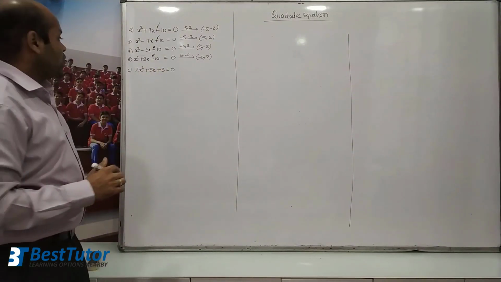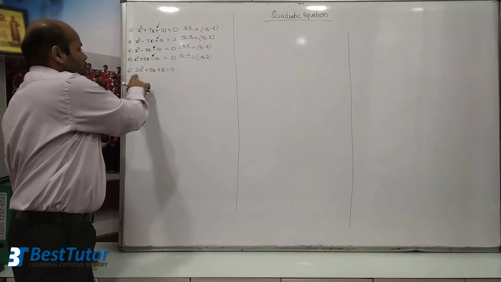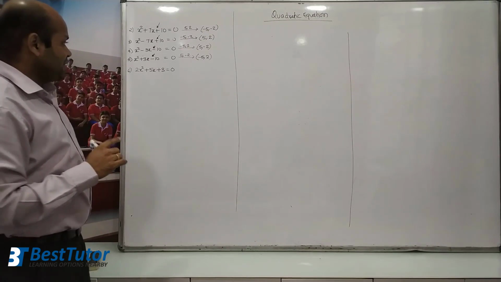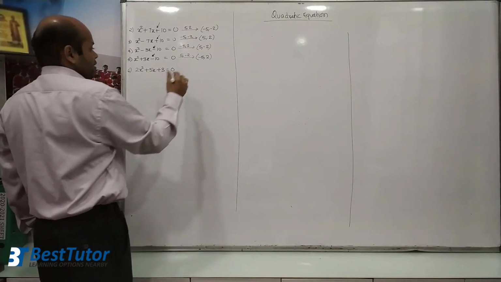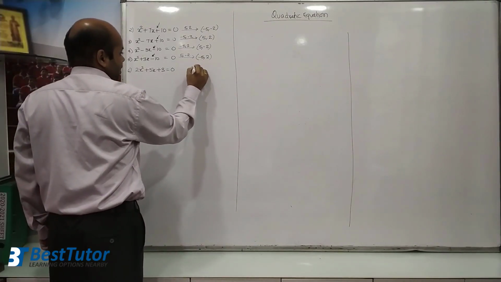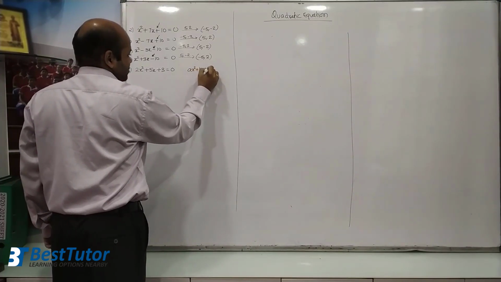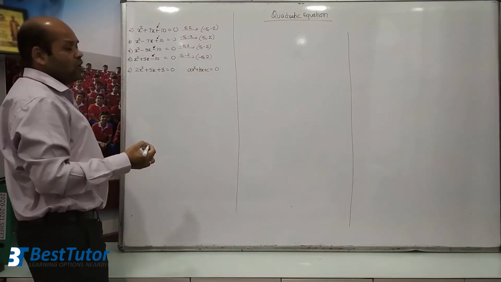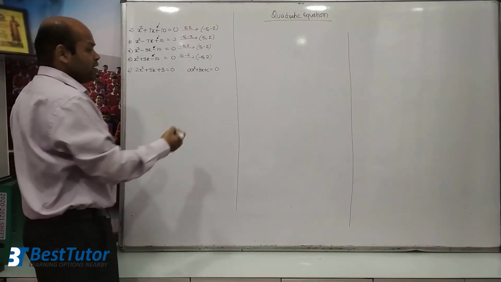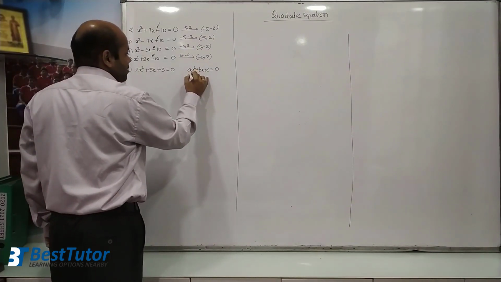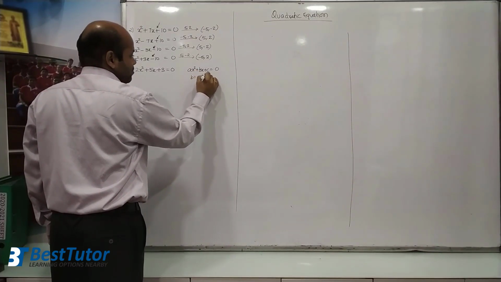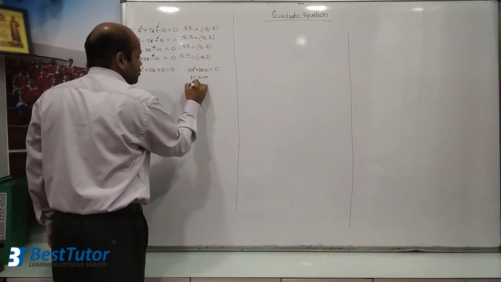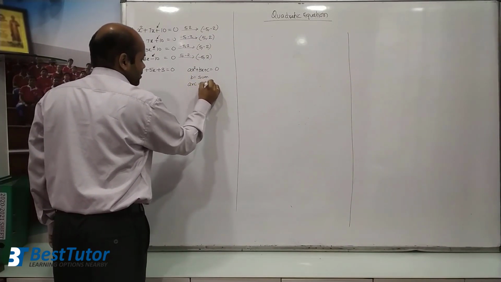Now here, the coefficient of x square is not 1, so I cannot do the questions directly. In this case, how to solve? We have an equation in the form of ax square plus bx plus c equal to 0, where a is not equal to 1. Even if a is equal to 1, you should remember that b is the sum of the roots and a into c should be the product.